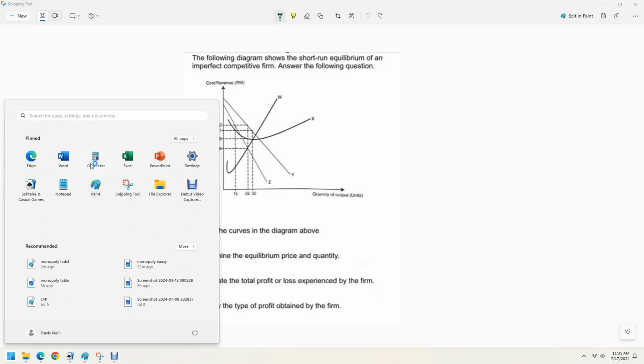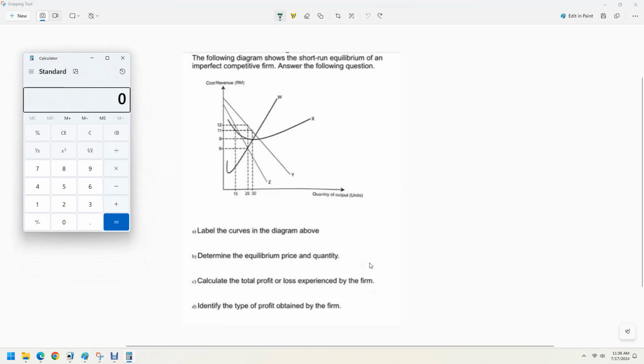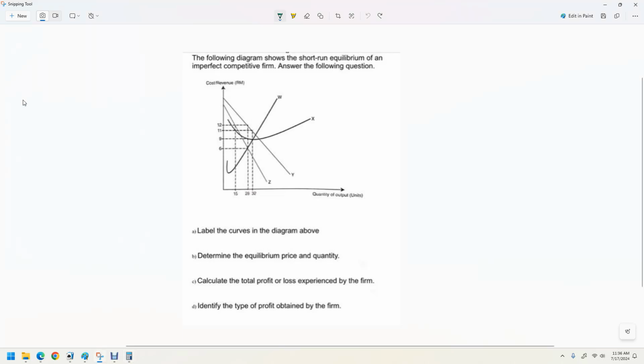In this video, let's take this monopoly graph and answer some questions about it. This is a microeconomics graph. It's calling it imperfect competition, and that's to differentiate it from perfect competition, where everybody sells the same thing at the same price. In this case, we're selling differentiated products, so there's imperfect competition. So this is a basic model here.